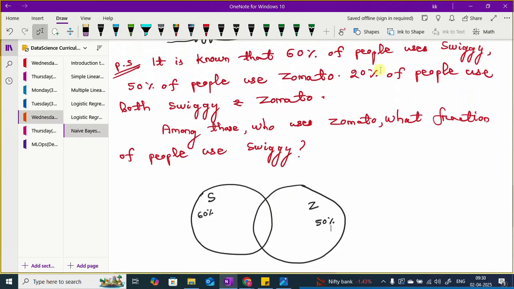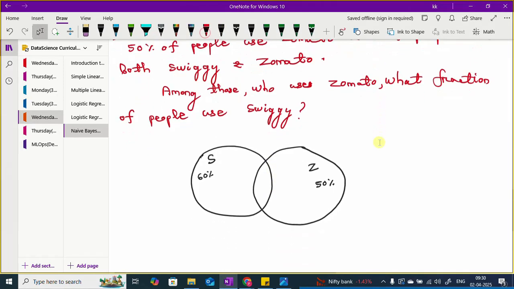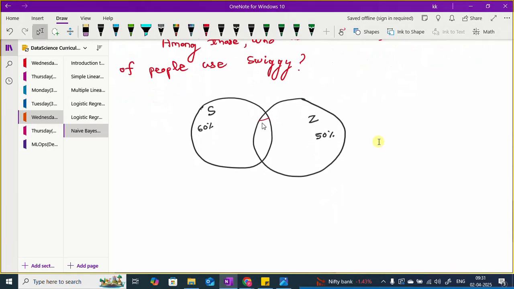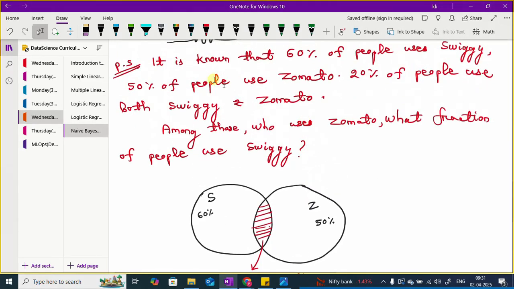And 20% of people use both Swiggy and Zomato. So 20% means this much, the common area, right? The intersection part. It is telling Swiggy intersection Zomato, which is nothing but 20%. Okay, fantastic. Now, what is the question? Focus on the question now.